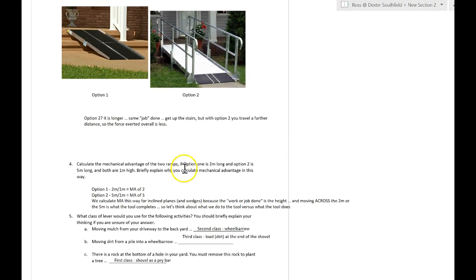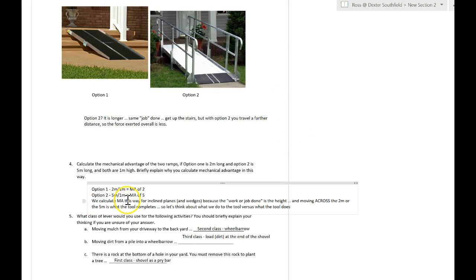In number 4, it asks us to calculate the mechanical advantage and explain why. So in option 1, it's a 2-meter length and we go up 1 meter. So the mechanical advantage is 2. Option 2, we travel a distance of 5 meters and we go up 1 meter, a mechanical advantage of 5. So this ramp makes the job 5 times easier. This ramp makes it 2 times easier. Both are good choices. Option 2 is a little bit better of a choice.